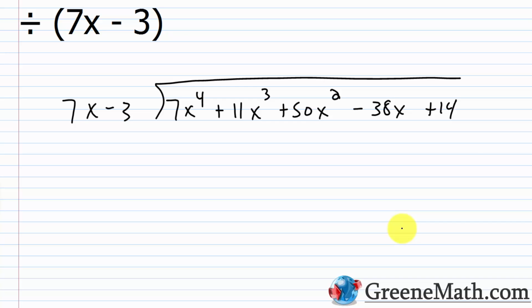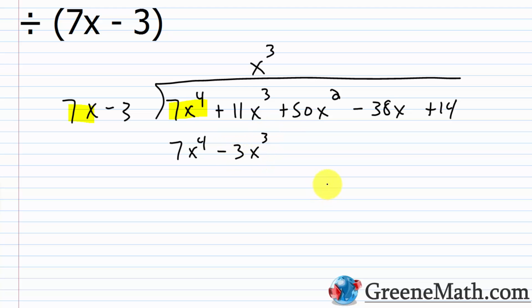So we start with the D step, divide. So I'm going to go leading term into leading term. So what is 7x to the 4th power divided by 7x? The 7s would cancel. X to the 4th power over x is x cubed. So this would be x cubed. Now I want to multiply. X cubed times 7x is 7x to the 4th power. X cubed times -3 is minus 3x cubed.